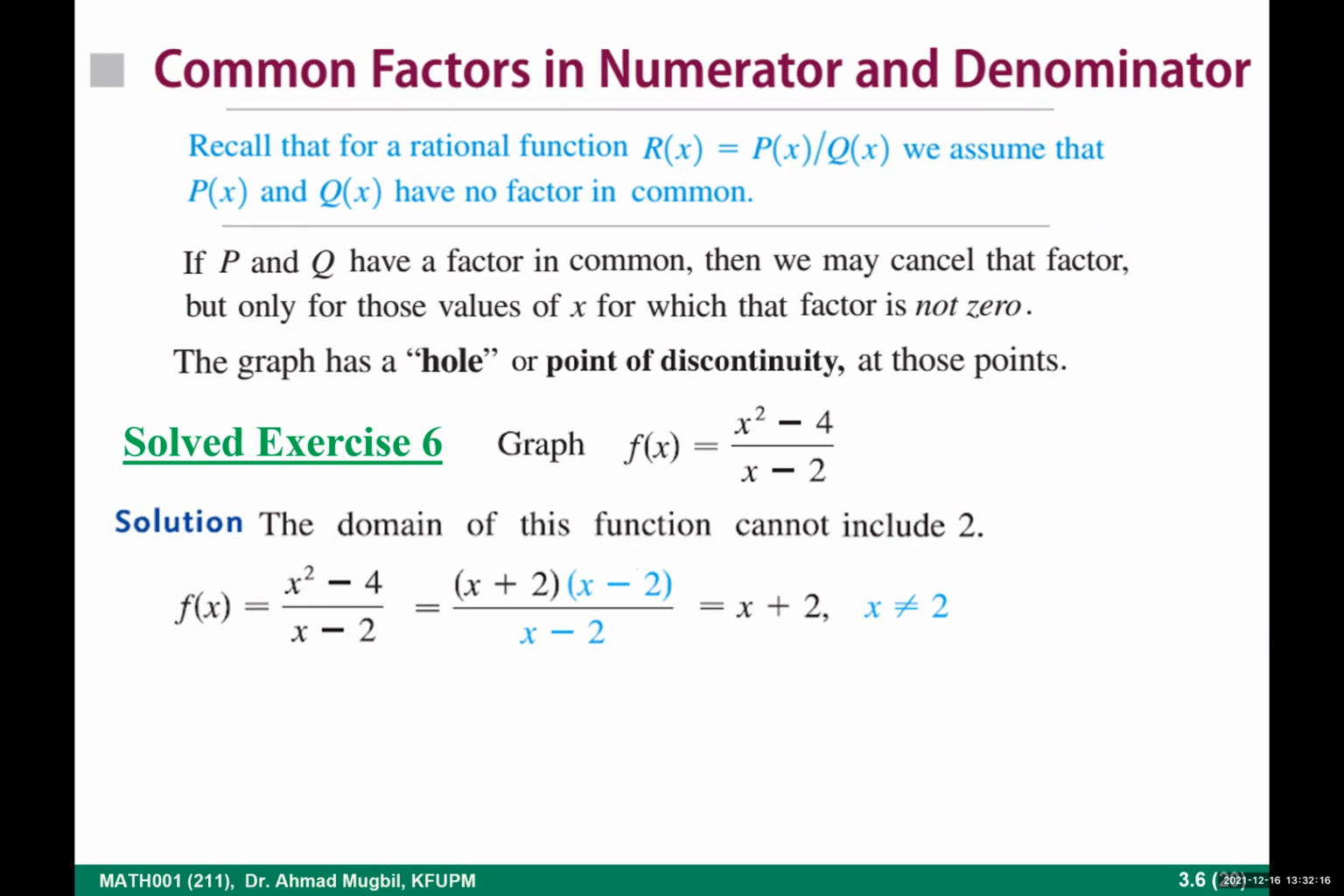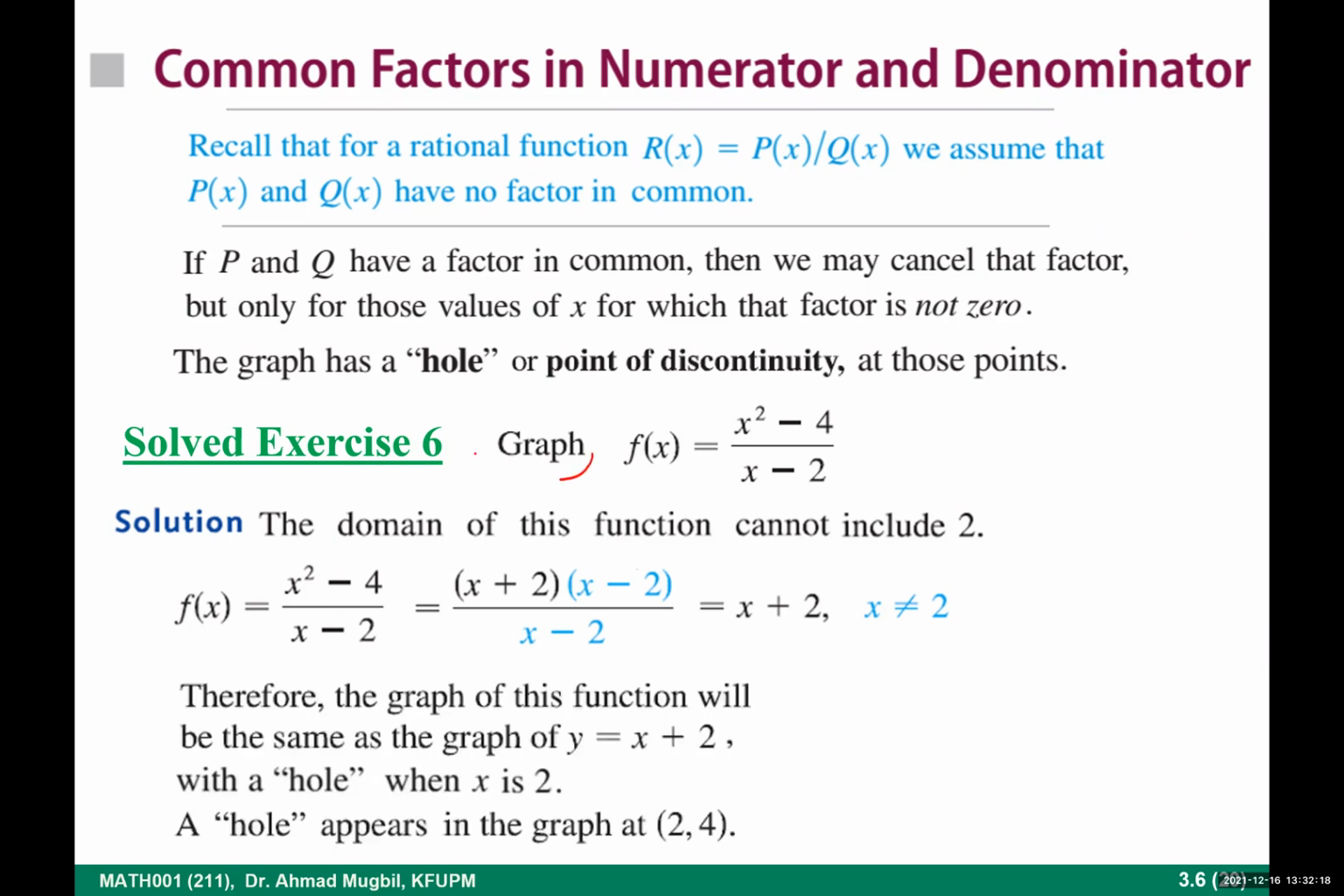Now, look at the question. He asks to sketch the graph of this function. And this is not linear over linear as we agreed. But in fact, it is easier than that. It is linear only, not linear over linear. So to sketch the graph of this function, the graph is the same as the graph of this function, except at 2. What is going on at 2?